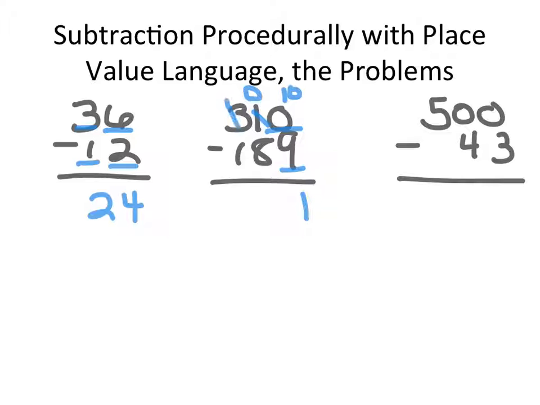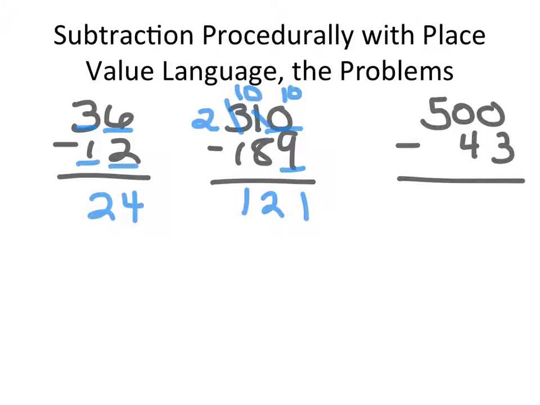So I'm going to take one of these hundreds, which means I'm only going to have 2 hundreds left, and I'm going to break that 100 into 10 tens. 10 tens take away 8 tens is 2 tens. 2 hundreds take away 100 is 100, so my answer is 121.